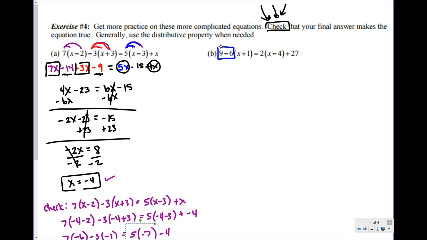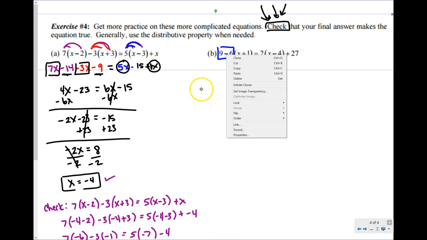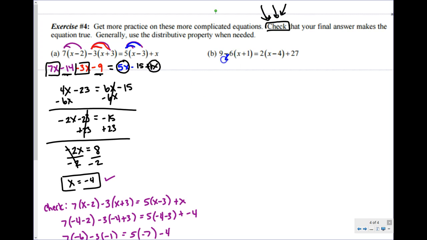PEMDAS says you do what first? Parentheses, then exponents, then multiplication. So should you be subtracting at all as your first step? No, not when you see that there is a 6 here that needs to be distributed. So I need to distribute the negative 6.